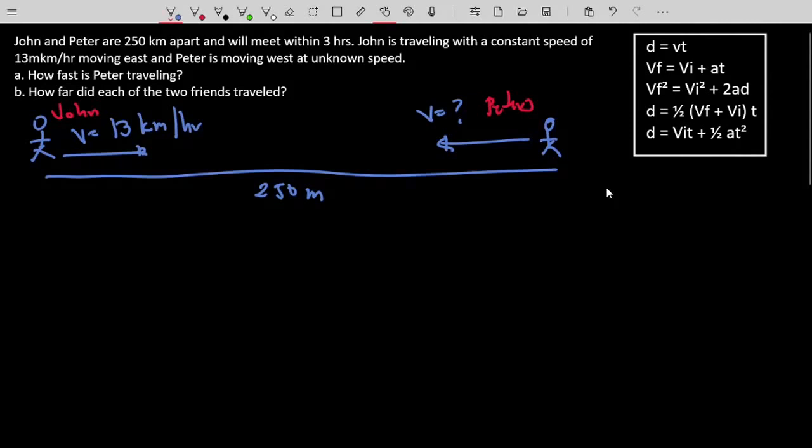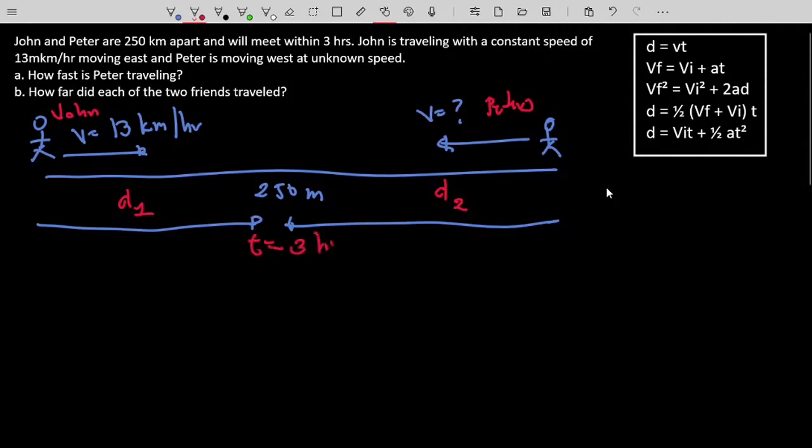So therefore, we should know that these two people are going to meet somewhere between this distance, or somehow here, or we don't actually know yet. But we should know that both of them are going to cover a certain displacement. So again, let John have the first displacement and let Peter have the second displacement. And so they are going to meet within 3 hours. So therefore our time is 3 hours.